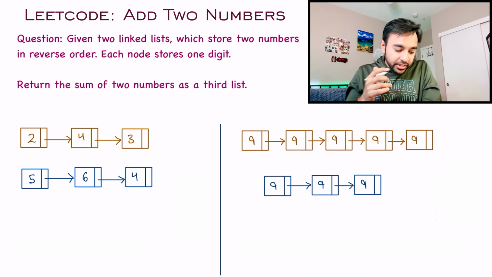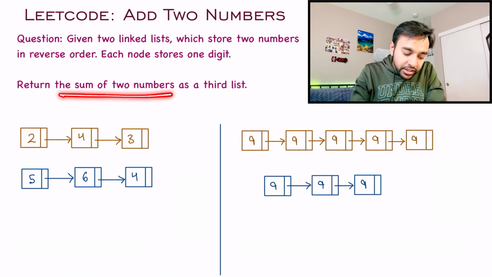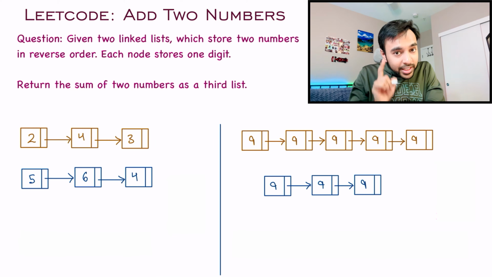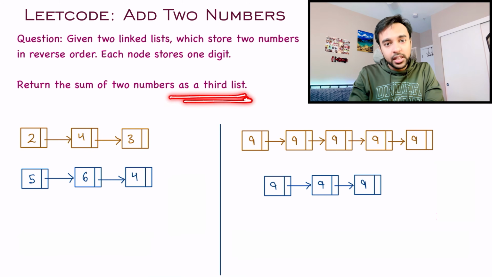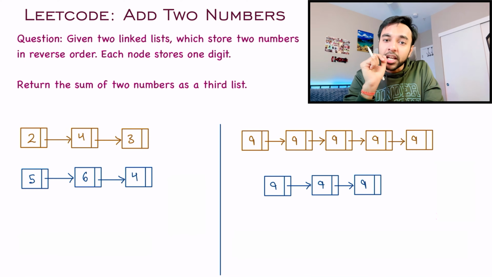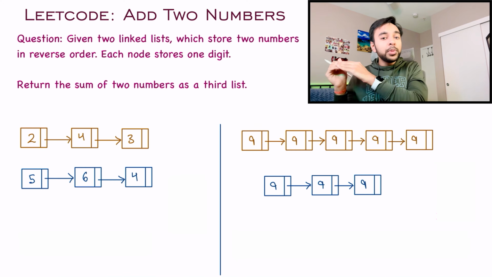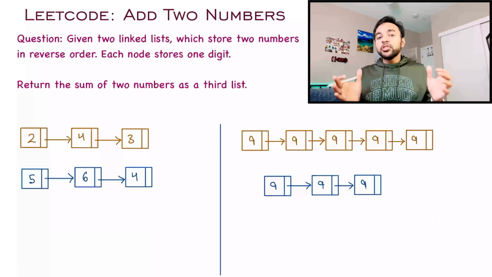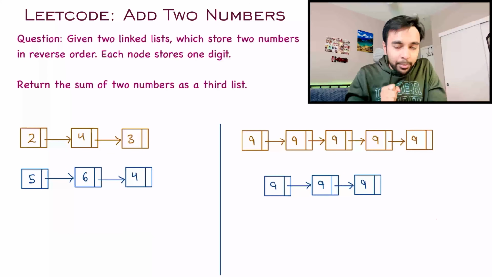Now, given all of this, you just have to return me the sum of two numbers and this should also be represented as a list in itself, where each node of this new list will represent a digit. And that too also has to be in the reverse order. So what does all of this mean? Let us look at one of our sample test cases.